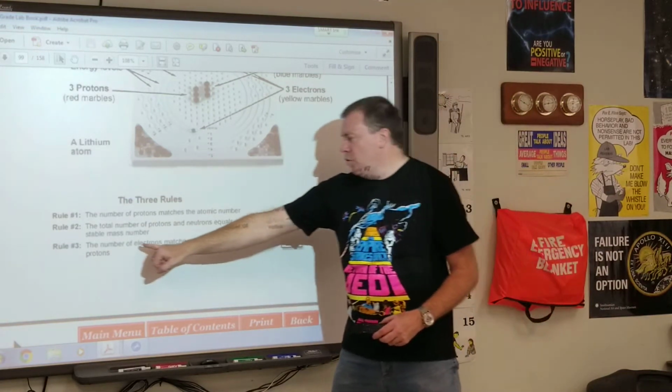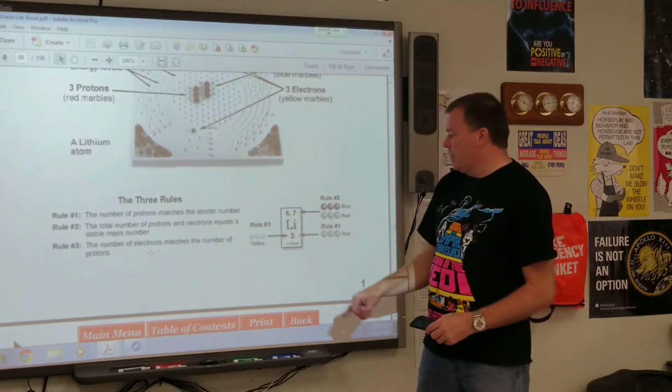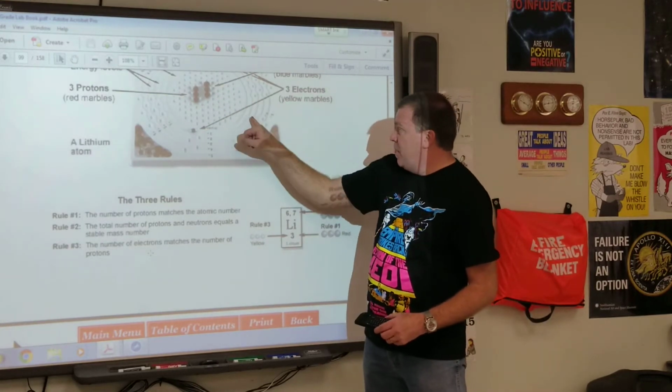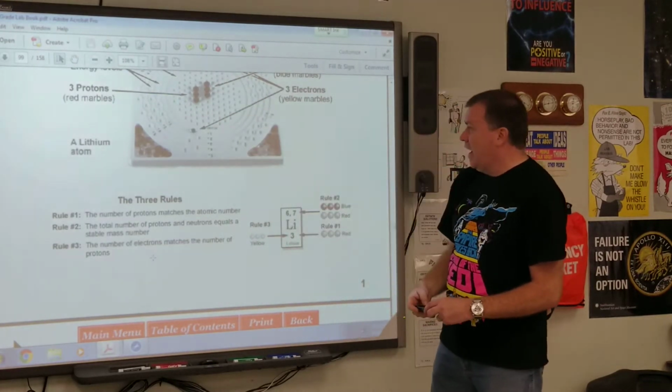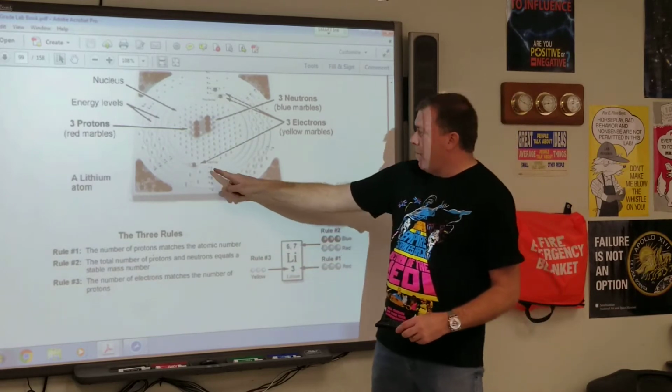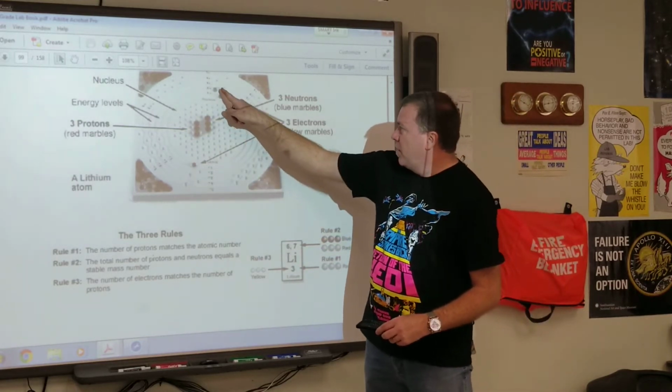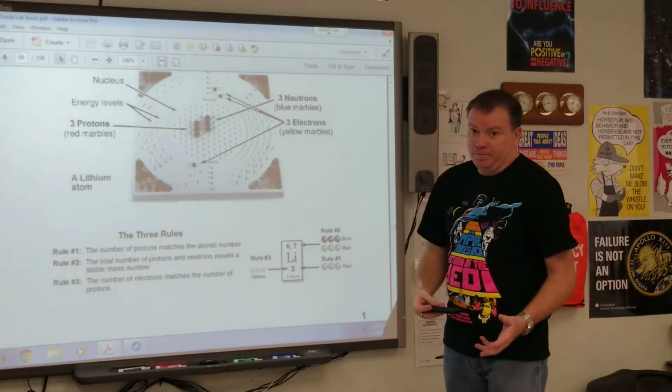And then lastly, rule 3 is the number of electrons match the number of protons. So if I have 3 protons in the middle, I have to have 3 electrons on the outside. If you recall how that would look, I would have 2 in the first ring and my third one somewhere in the second ring.